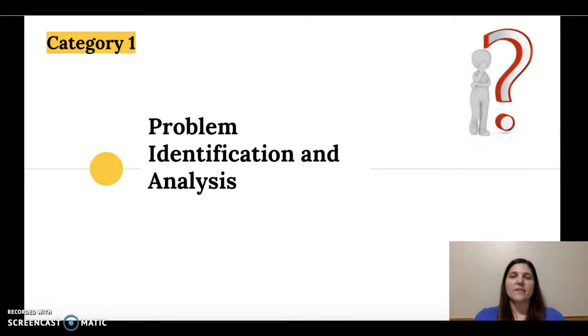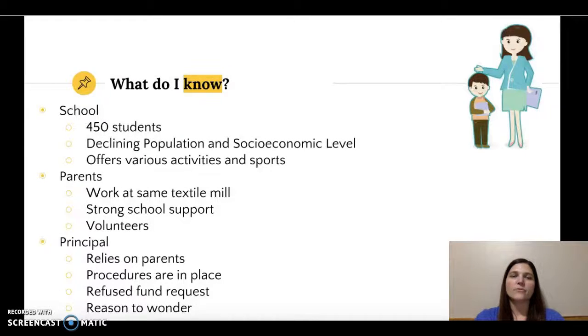Category 1, the problem identification and analysis. What do I know? I know that the school has roughly a population of 450 students. The student population over the last 10 years has been declining due to several of the young families moving to suburb areas, and those that are left behind are older community members that have no children in the schools, and those of lower socioeconomic means, who cannot afford to move into the suburbs.